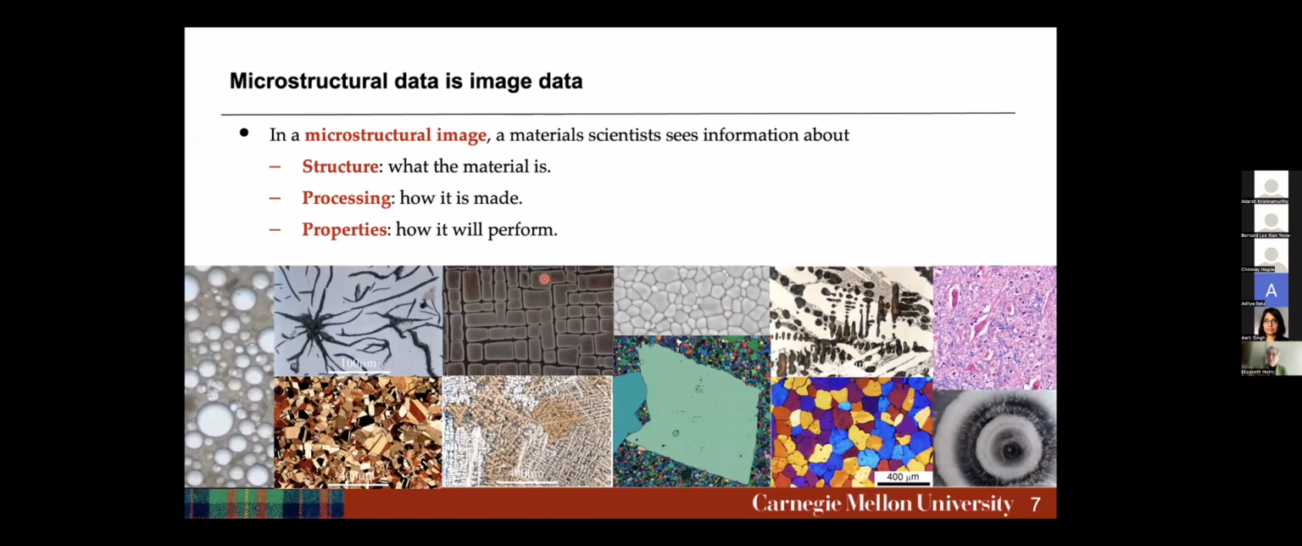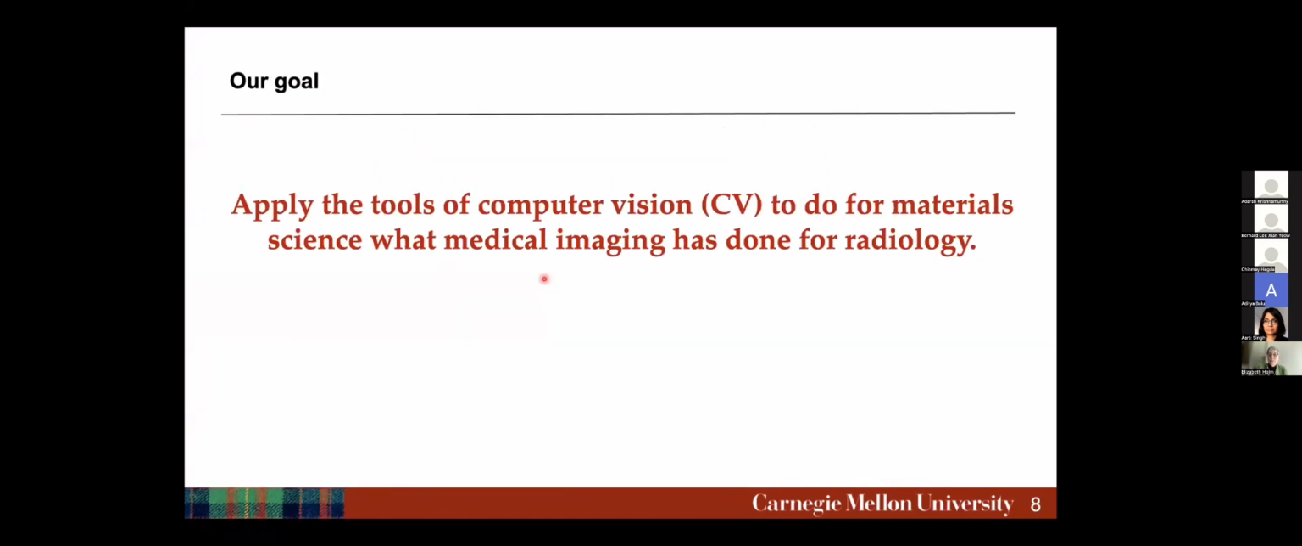So how are we going to extract it? Well, that's the goal of computer vision, of course. We would like to apply the tools of computer vision to do for our field, material science, what has been done in medical imaging, radiology, and so on. We'd like to use these powerful information extraction methods to get more knowledge out of our image data. All right, so now you understand microstructure and what we want to do with it.